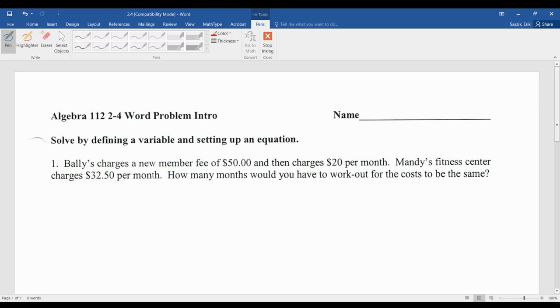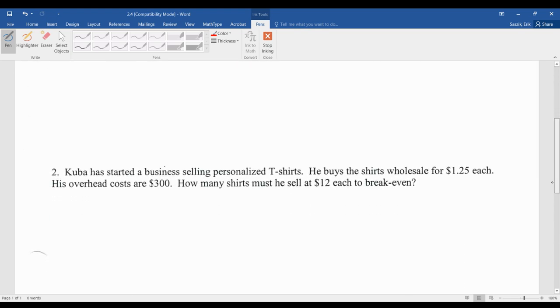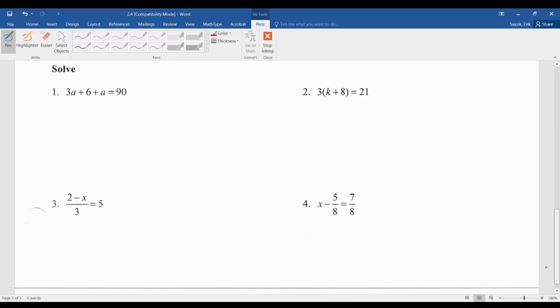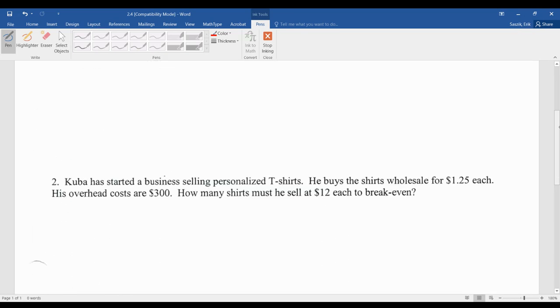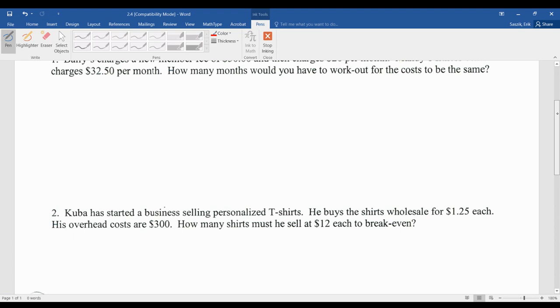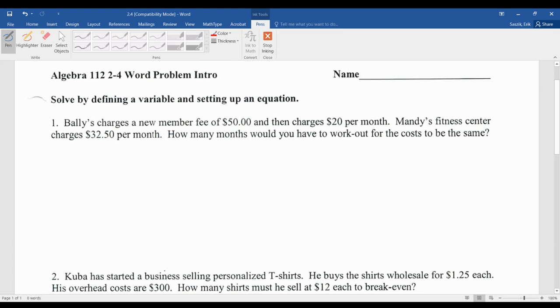Here's another one, different kind of problem. Lots of word problems here. What do we not know in this problem? Number one, Bally's charges a new member fee of $50, then charges $20 a month.